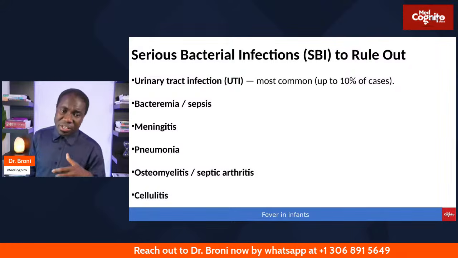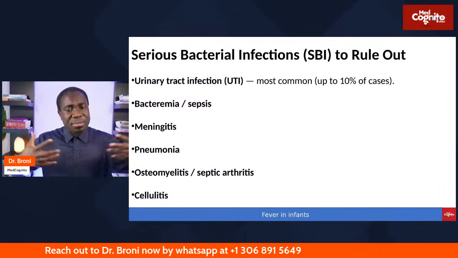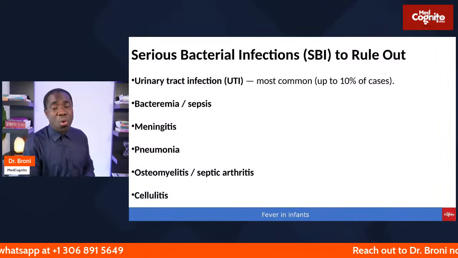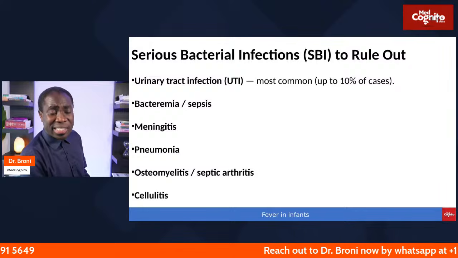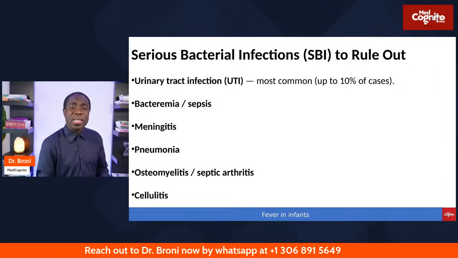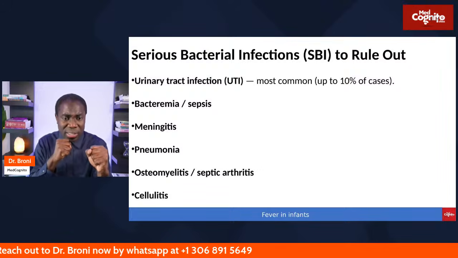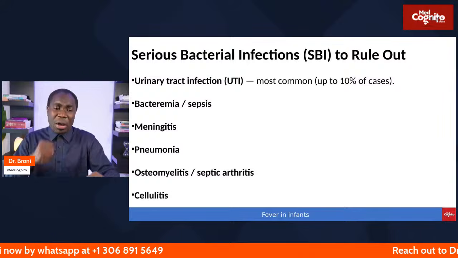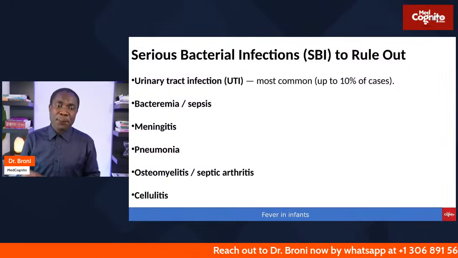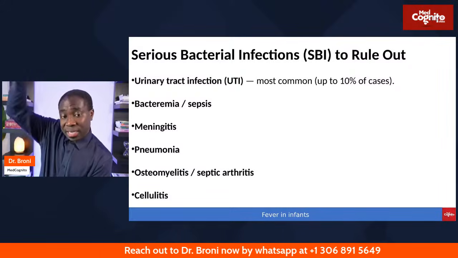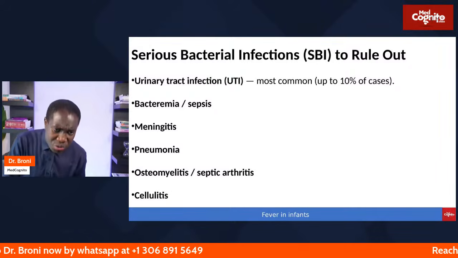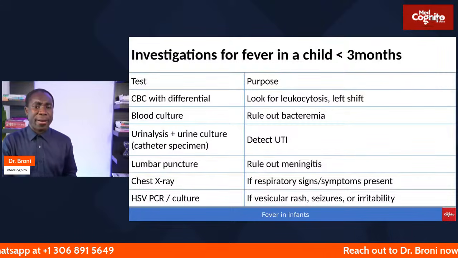Another serious bacterial infection you need to rule out is bacteremia. Has it seeped into the rest of the body? Sepsis, meningitis as well, pneumonia, osteomyelitis, and septic arthritis. This is where a lot of clinicians get into trouble, right? Check the joints, check the joints. Now check the skin for cellulitis. Check the joints, check the skin, check the fontanelle. Is it bulging? Listen to the lungs. Check the urine for UTI.